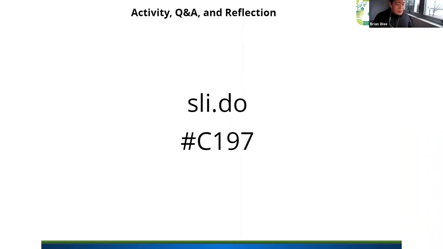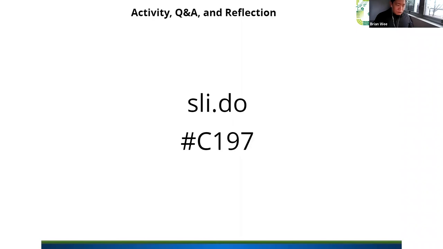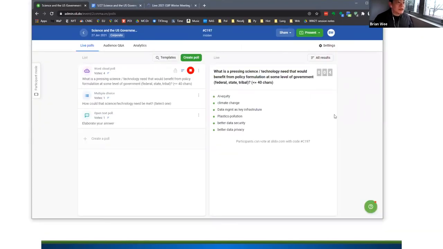The question is, what is the pressing science technology need that would benefit from policy formulation at some level of government? In case you want to take a peek at what other people are talking about, you can look at your screen. Data sharing. AI equity, climate change. Data management is key infrastructure.